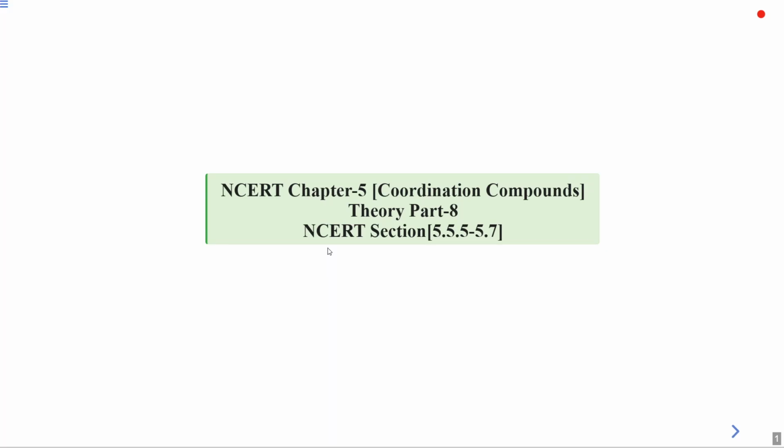Today, as you all know, we are going to cover part 8 of the theory of the chapter Coordination Compounds, right? So let's begin today's topic, that is NCERT Chapter 5, Coordination Compounds, theory part 8, and today we are going to cover NCERT sections 5.5.5 to 5.7.